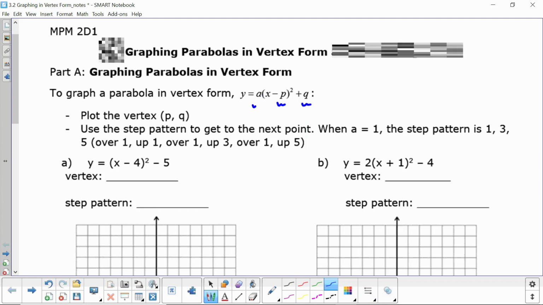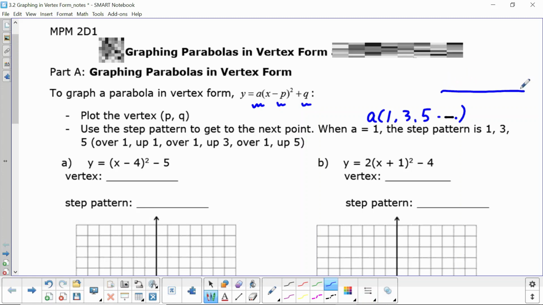And the a value is a stretch factor. Also, it will be the step pattern. So the step pattern is a times 1, 3, 5, then keep going. What it means is, from the vertex (p, q), if we sketch it, the x coordinate is p and the y coordinate is q.